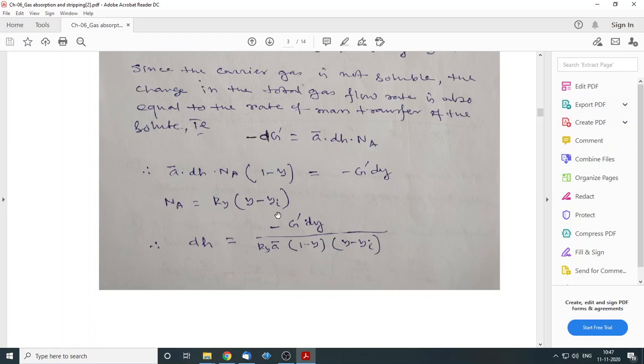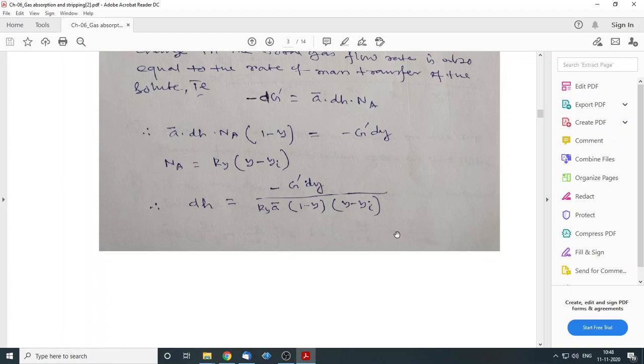I am not taking the overall mass transfer, I am taking the gas phase. So NA equals ky into y minus yi. If I put this here, dh will be minus G dash dy divided by ky into a bar into 1 minus y into y minus yi. So this is my differential equation from the material balance for the packed tower.